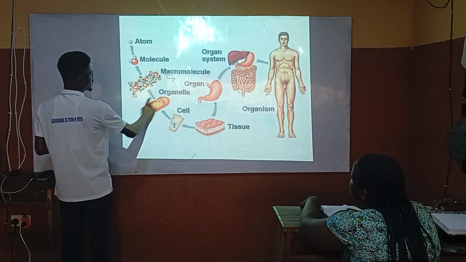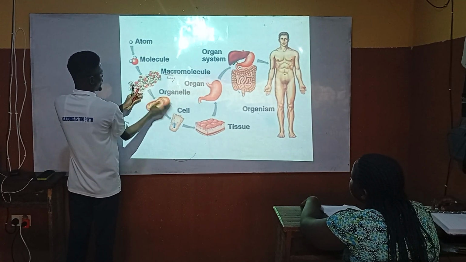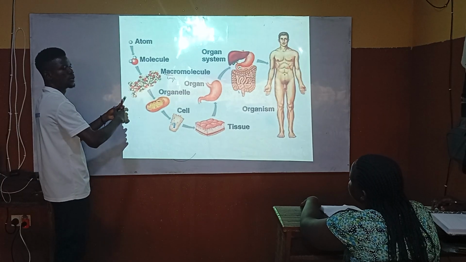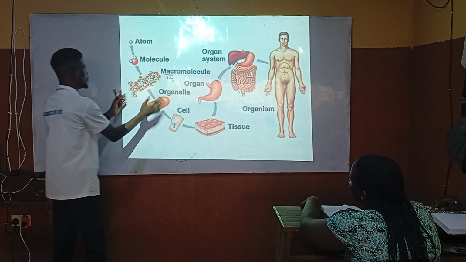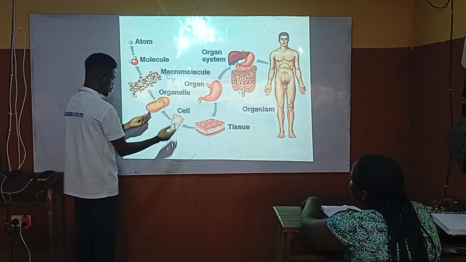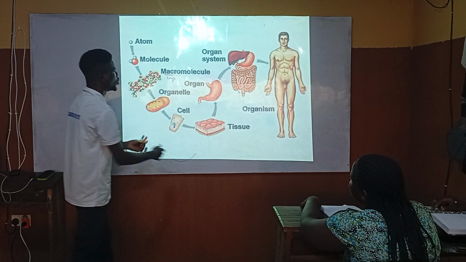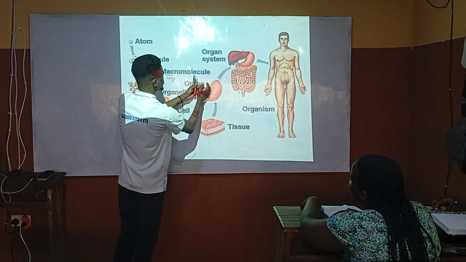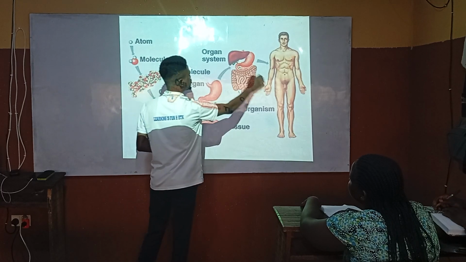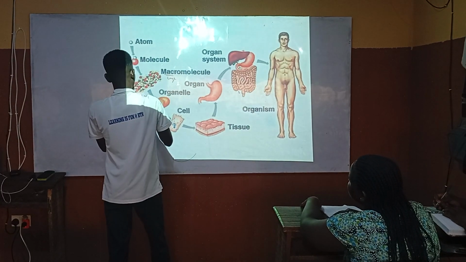Organelle. This is one of the cell organelles here. Organelles combine together, nucleus, cytoplasm, chloroplast, they are all organelles. They will now form what? Cell. Then cells combine together to form what? Tissues. Tissues combine together to form what? Organ. Organs combine to form what? System. And system forms what? Organism. We call that what?